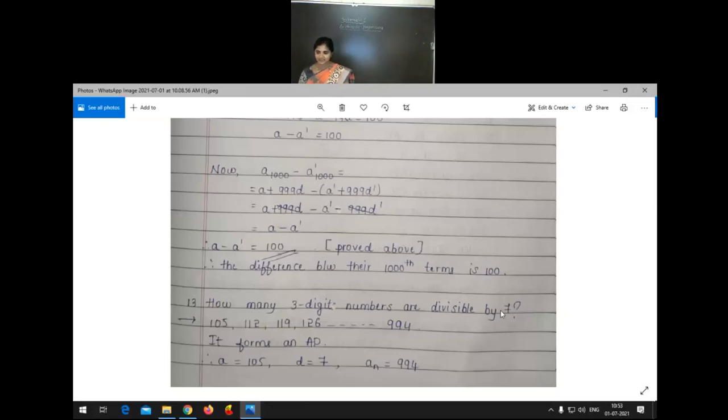It forms an AP. So how many 3-digit numbers are divisible by 7? First 3-digit number divisible by 7 is 105. Okay, 105. First 3-digit number which is divisible by 7. Next is 112. First number you have to work out properly. Then for that add 7, 112. Then for that add 7, 119. So on, up to last number also you have to work out.